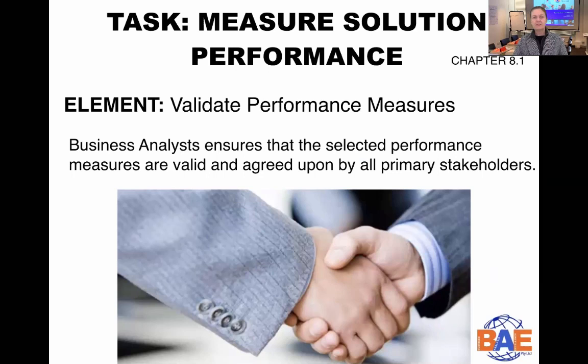All right, so let's jump to the next element for this task. Validate performance measures. This is really just about the business analyst ensuring that the selected performance measures that you may have come up with are valid and also agreed by all the different primary stakeholders that are part of your project or the particular owners of a certain solution that you're analyzing.